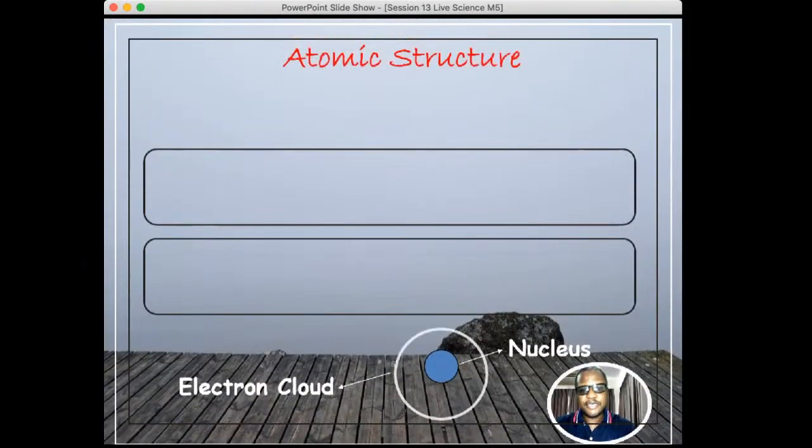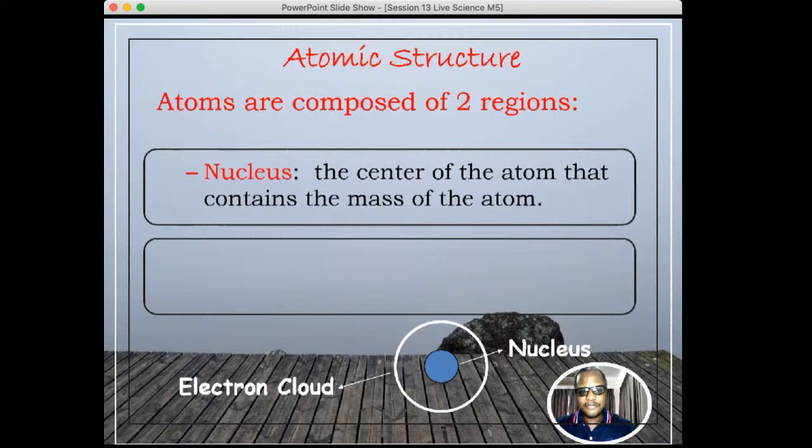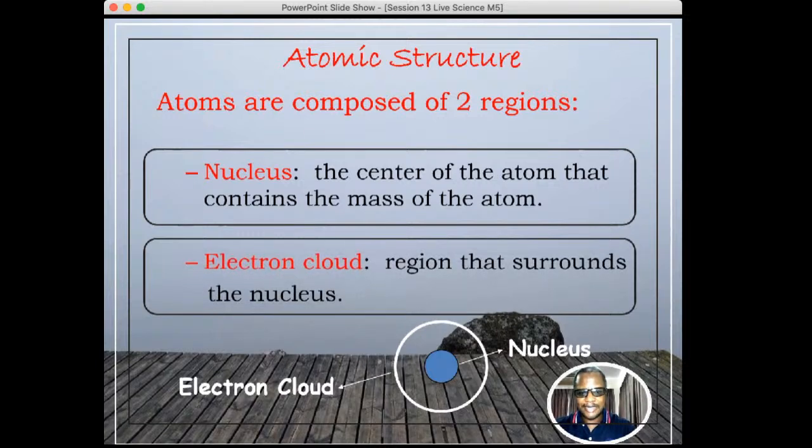The atom is composed of two regions, two parts. One, the nucleus. The nucleus is the center of the atom that contains the mass of the atom. This is where you find the proton and also the neutron. The atom is also composed of another region called the electron cloud. This is where you find the electrons. The cloud surrounds the nucleus.